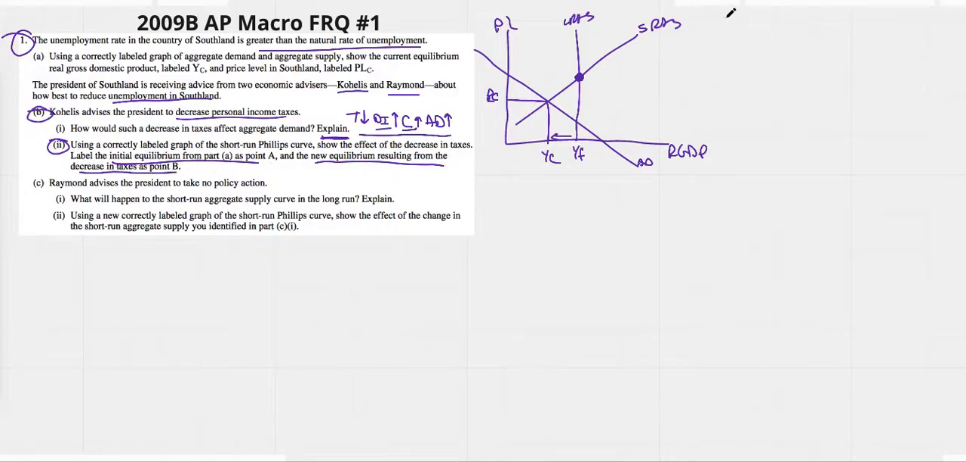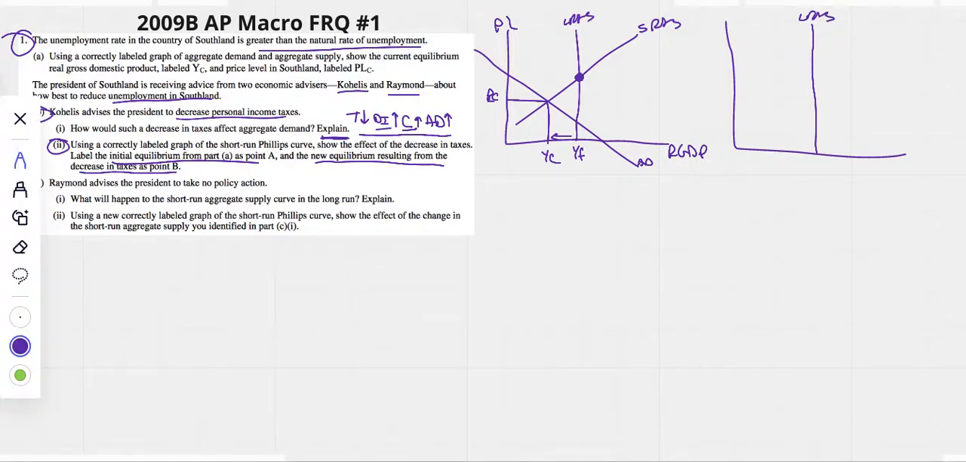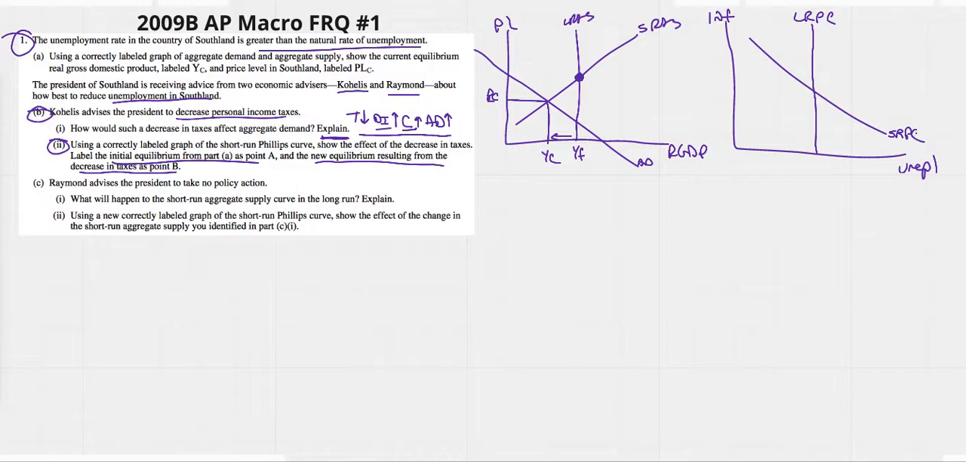So I'm just going to do it right here because I'd like to draw this. I am going to put a long-run aggregate supply curve here, not supply curve, long-run Phillips curve there. So we can make sure that we recognize that what's going on in your aggregate demand curve, aggregate supply curve, is going on in your Phillips curve here. Short-run Phillips curve, inflation on the vertical, unemployment on the horizontal. So recognize that.